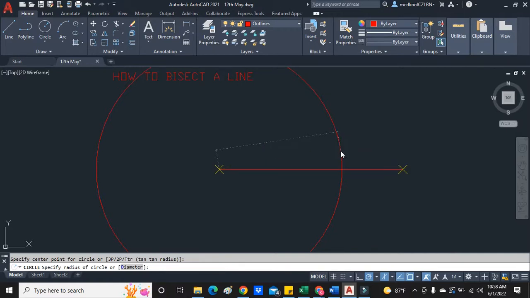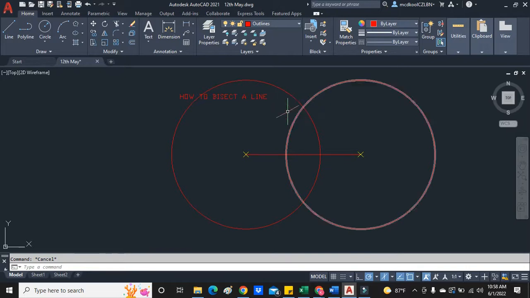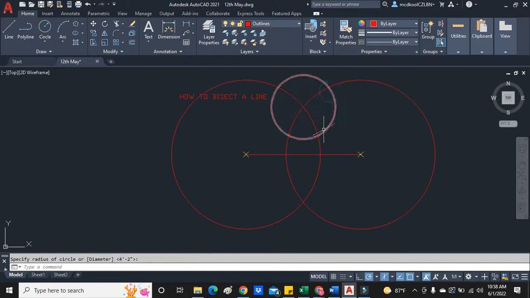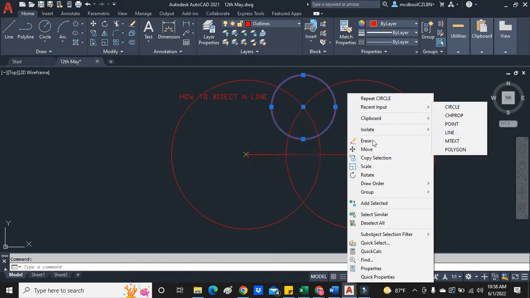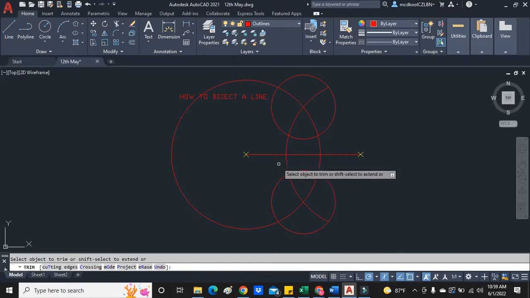So I'm going to draw this arc here at 50, and I'm going to reproduce it again. Another 50. Do you see where these arcs meet? So I'm now going to trim this off, and the reason for this is because when you are constructing, we only need where they meet.